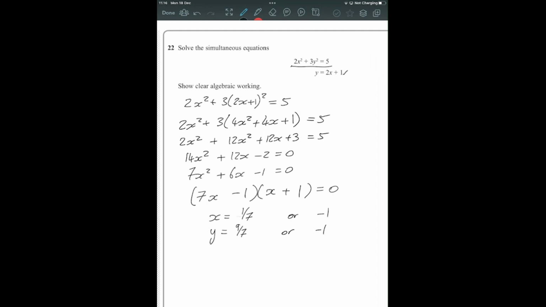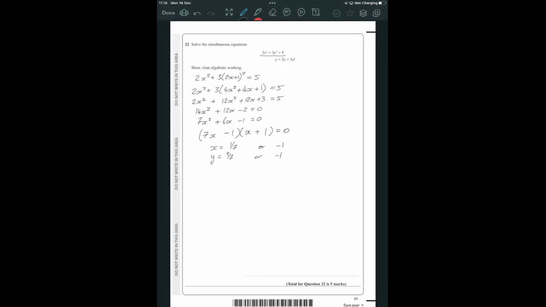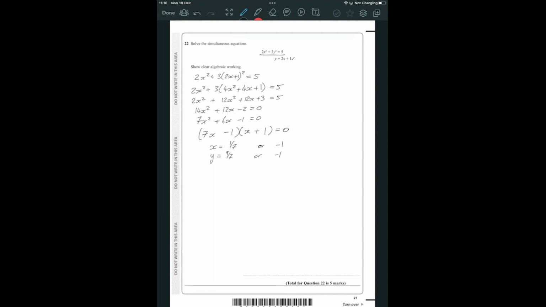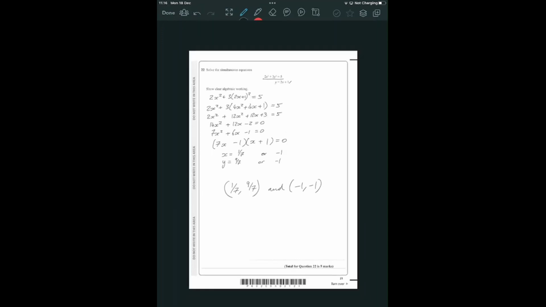If I do 2 lots of a 7th squared plus 3 lots of 9 sevenths squared, hit equals, my calculator does say 5. So that first pair is a correct solution. And the second pair, well, when you square negative 1, you just get 1. That turns out to be 2 plus 3 equals 5. For the sake of the examiner, let's make our solutions incredibly clear. We have a 7th, 9 sevenths and negative 1, negative 1 as my two solutions.